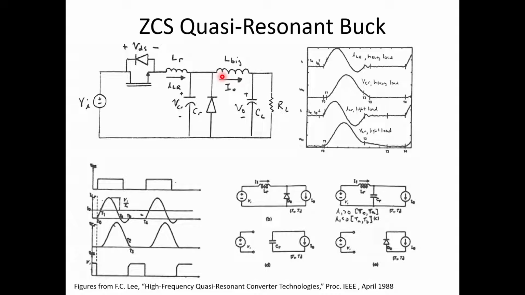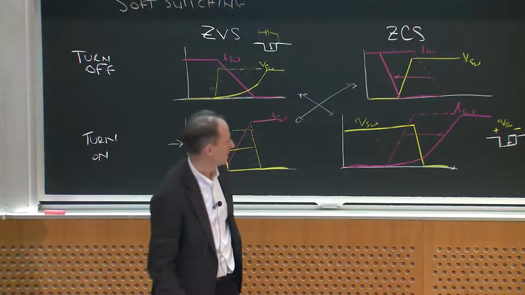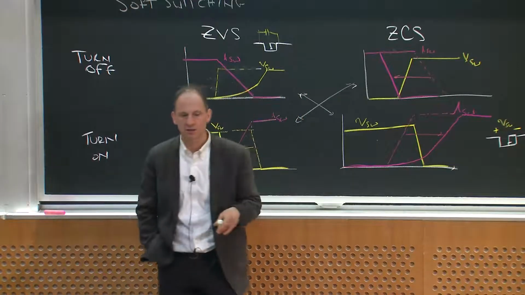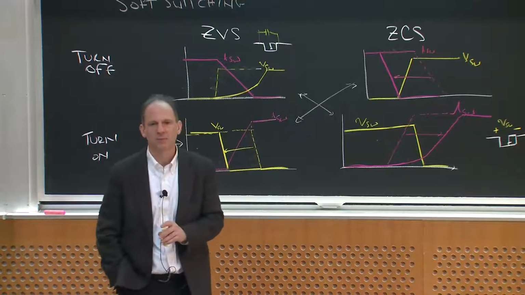When I want to turn the switch on, fine, I just turn the switch on. It turns on under zero current because it's in series with this inductor. Okay, so I get this kind of switching transition.